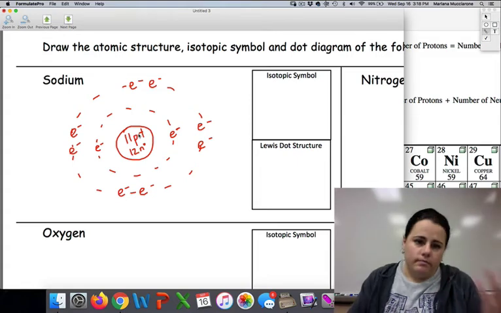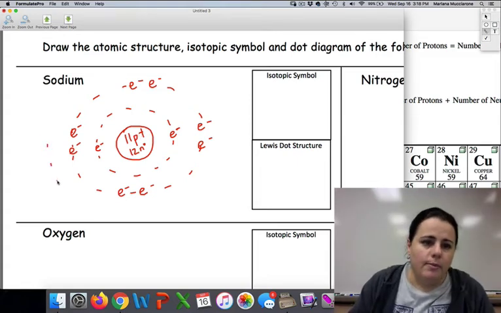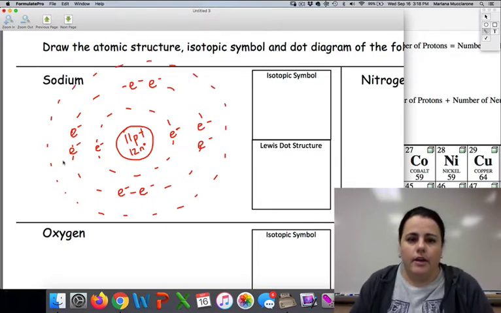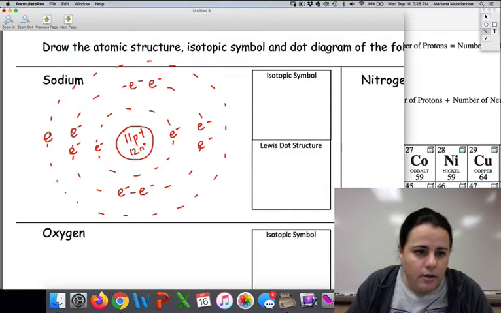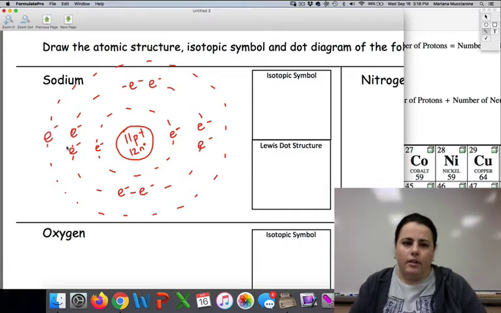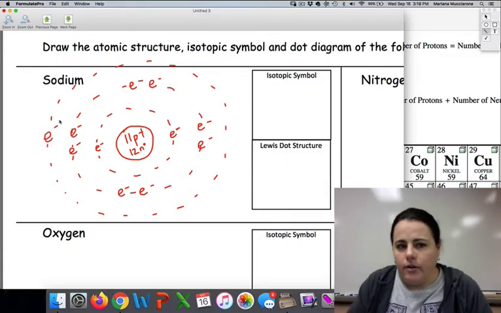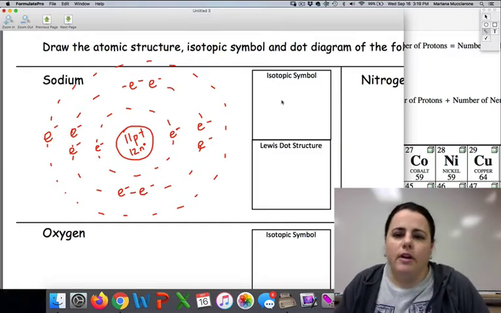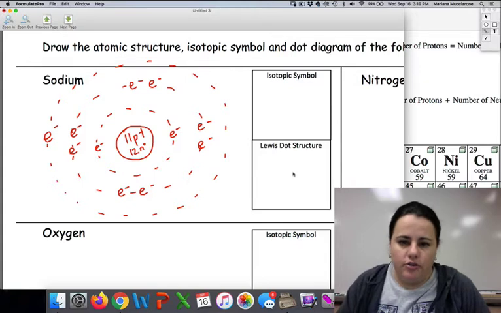Now what? Well, I ran out of room. Make a new orbit. So I'm going to draw a new orbit, and I only have 1 left. Pick a spot. There we go. There's the 11th electron. And this is how I would draw the atom of sodium. But we also have to put the isotopic symbol and the Lewis dot structure.